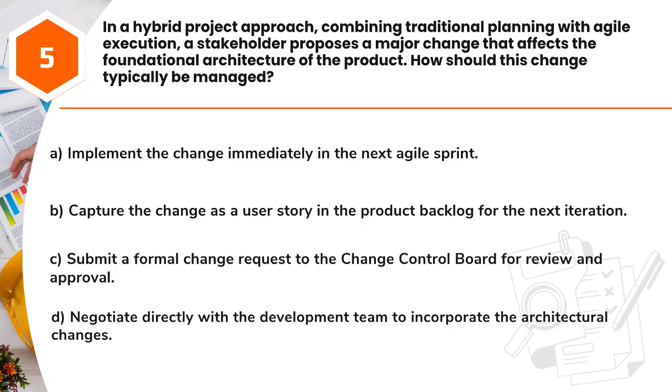A. Implement the change immediately in the next Agile sprint. B. Capture the change as a user story in the product backlog for the next iteration. C. Submit a formal change request to the Change Control Board for review and approval. D. Negotiate directly with the development team to incorporate the architectural changes.